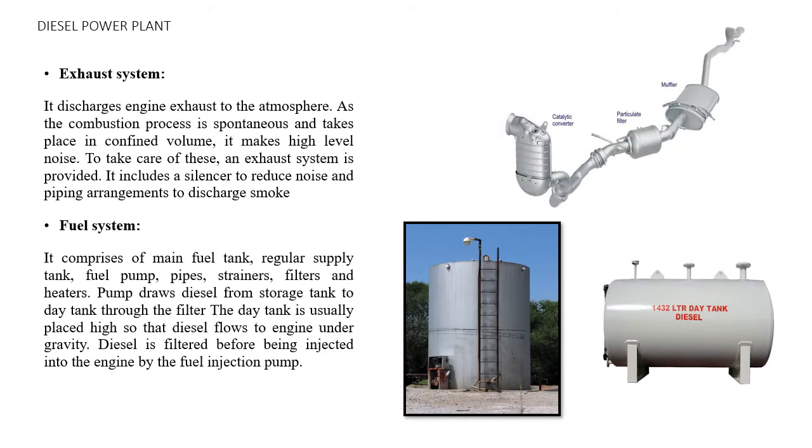Next component in diesel power plant system is exhaust system. It discharges engine exhaust to the atmosphere. As the combustion process is spontaneous and takes place in a confined volume, it makes high level noise. To take care of this, an exhaust system is provided. It includes a catalytic converter, particulate matter filter, and muffler.